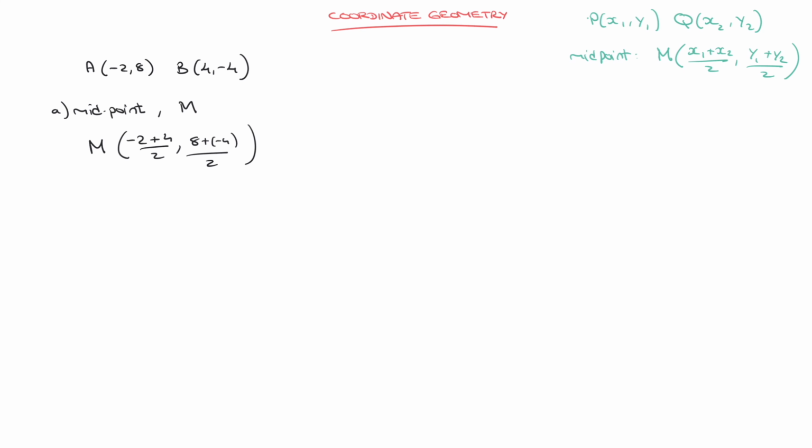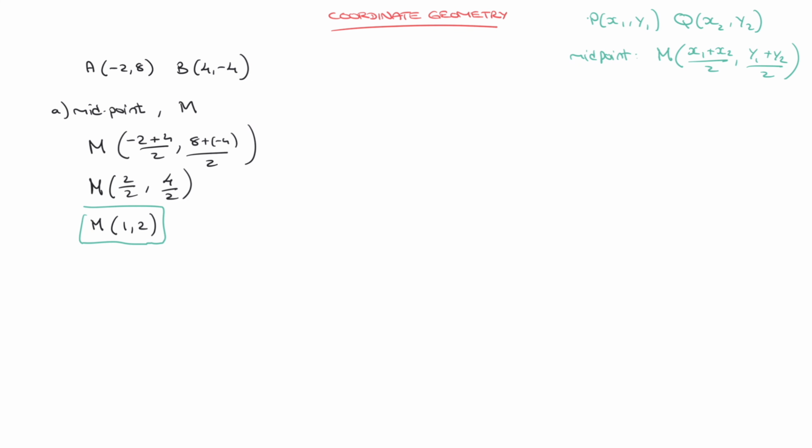We carry on. That quickly turns into capital M equals -2 plus 4, which is 2, over 2. And 8 plus -4, this 8 plus -4 here means 8 minus 4. So that turns into 8 minus 4, which is 4, and that's 4 over 2. Finally, we quickly see that the midpoint, capital M, will have coordinates 1, 2. Done. Okay, that's the first thing there. So make sure that you're comfortable finding the midpoint.